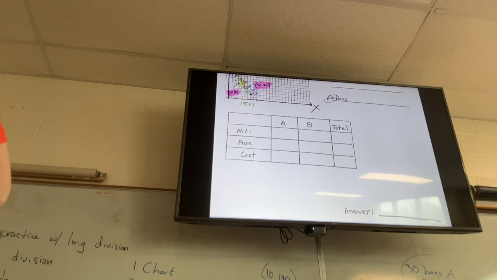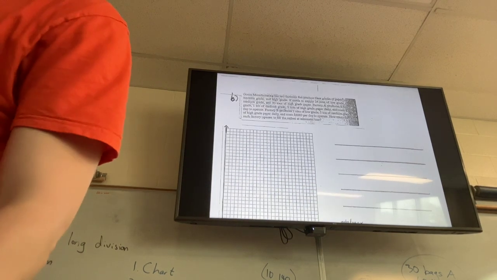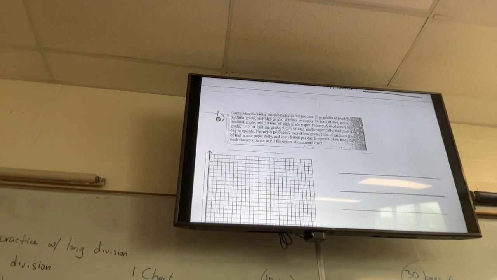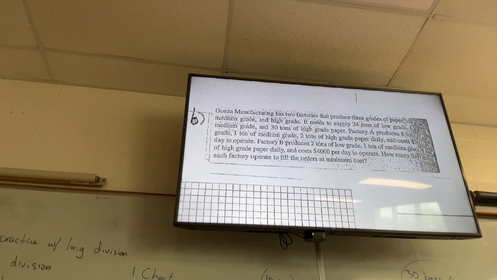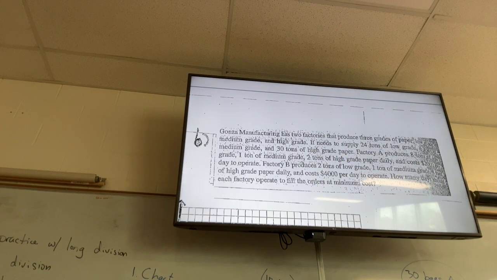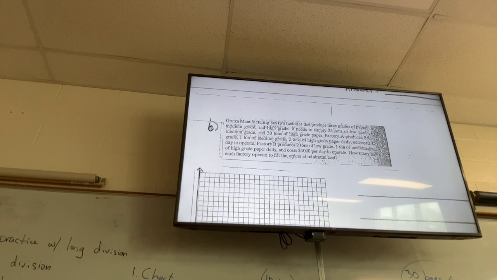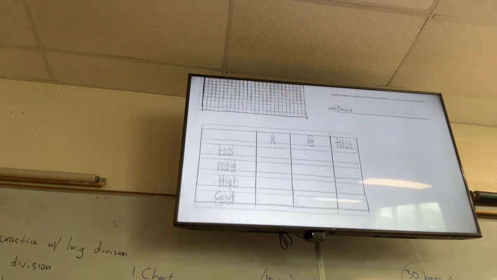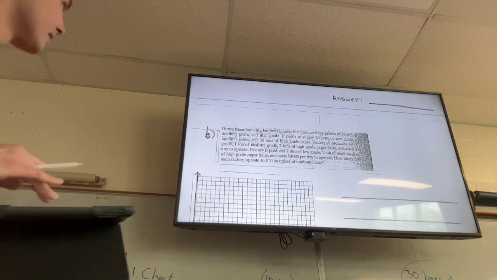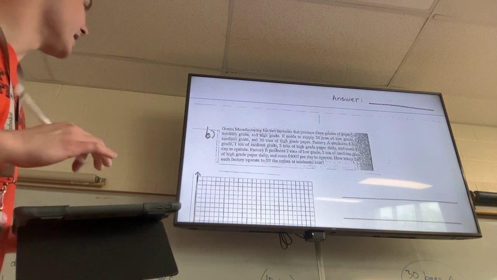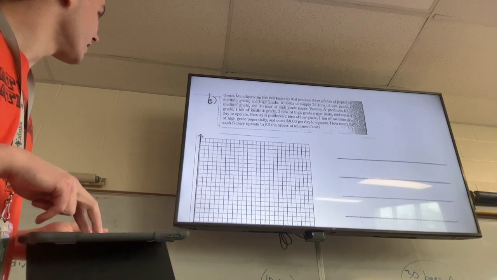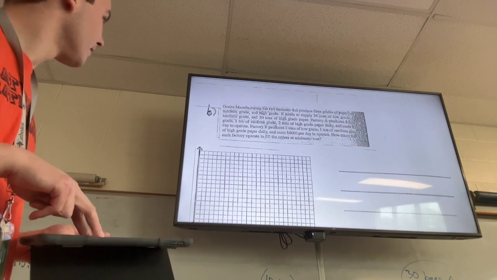All right, let's move on to the next one then. Same deal, right? Fire hose of information. Gonza Manufacturing. It's got two factories. Three grades of paper. We got low grade paper, medium, high, right? It needs to supply 24 tons of low grade, 6 tons of medium grade, 30 tons of high grade, okay?